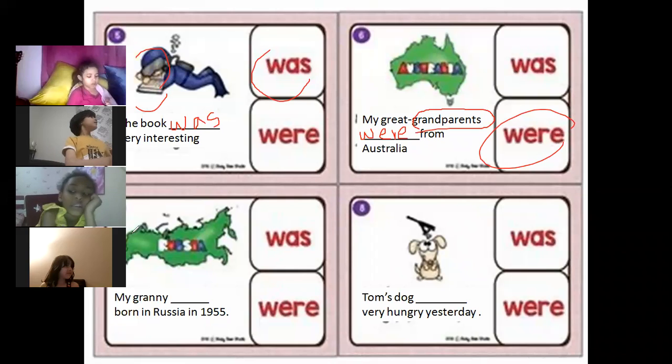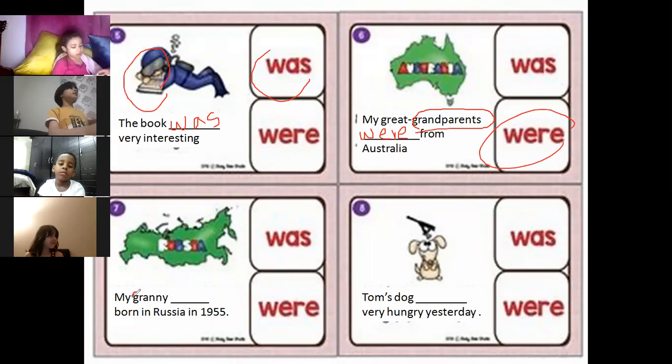Jury. Yes. My granny, she's only one. My granny, that's my grandmother. My granny born in Russia in 1955. Was or were?